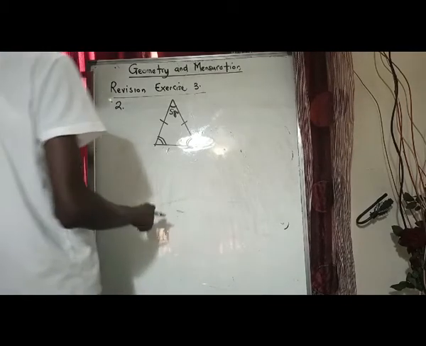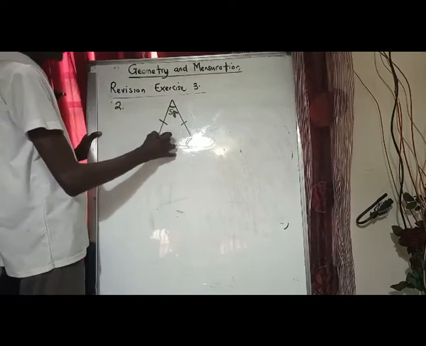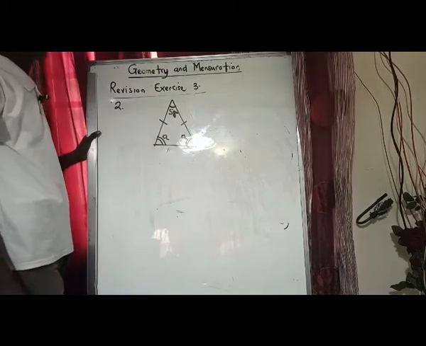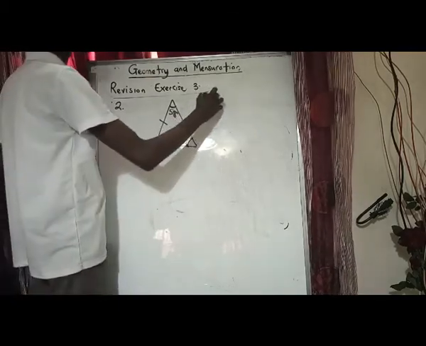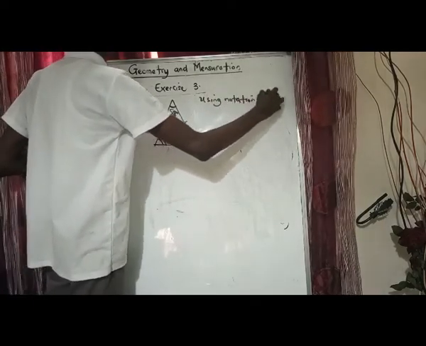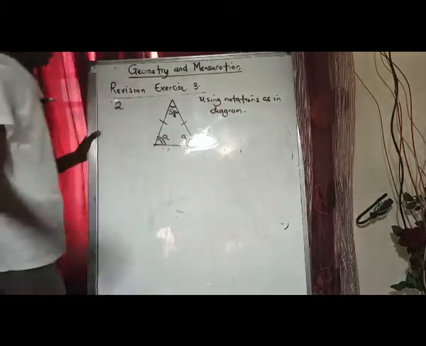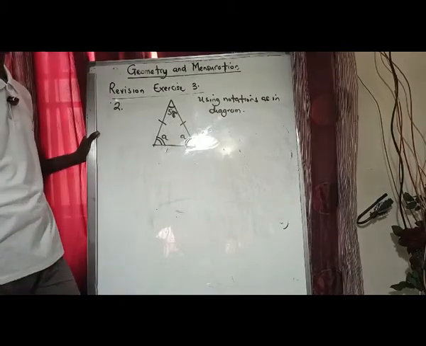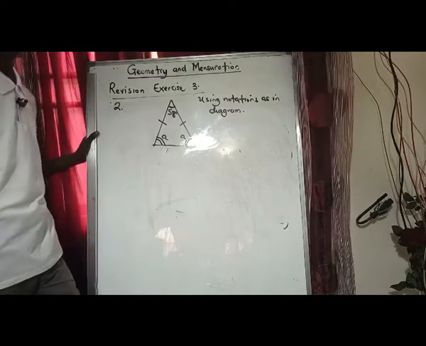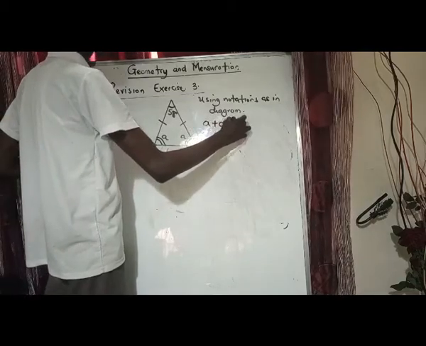So for an isosceles triangle, we have the vertical angle and the base angles. We will call them A. If this is A, this will also be A. Why? Because both angles are equal. So we say, using notations as in diagram. I've already drawn this diagram, so I don't need to overly tell my examiner anything. They've told me it's an isosceles triangle, and I have a diagram showing the direct interpretation of that. So I go straight ahead. I'll tell him A plus A is equal to 58.